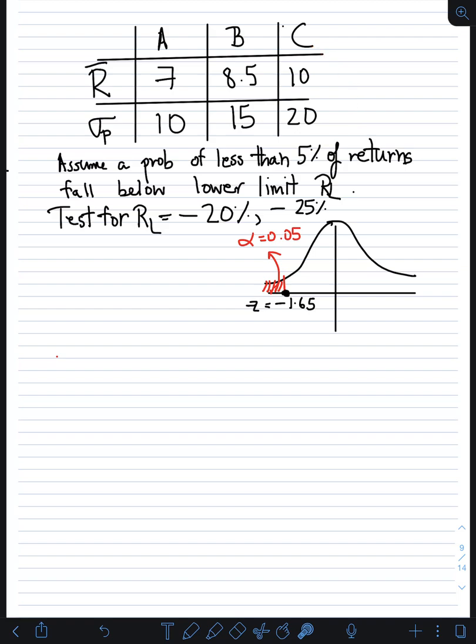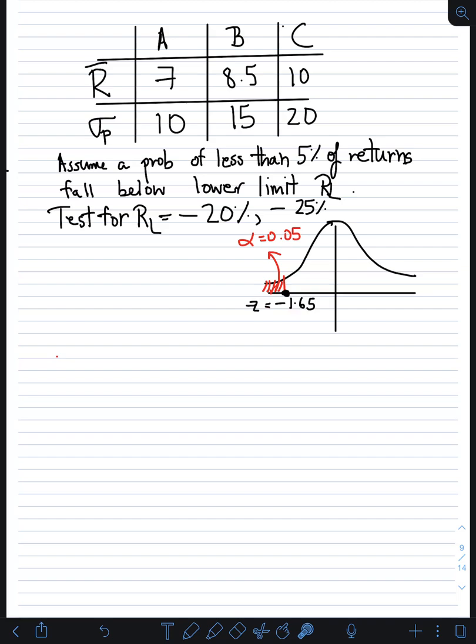Then it says assume a probability of less than 5% of returns falling below the lower limit RL. That means we're locking ourselves to this tail, the 5% area in here. That's our alpha. Alpha is 5%. We know that the z associated with that alpha is minus 1.65. So we're going to basically do that.